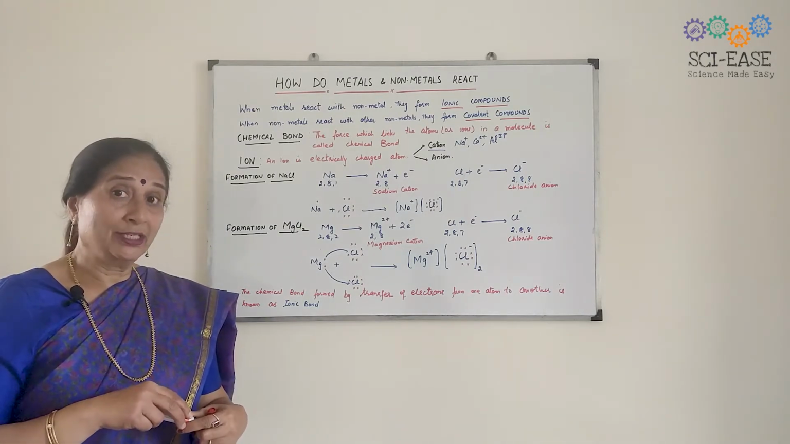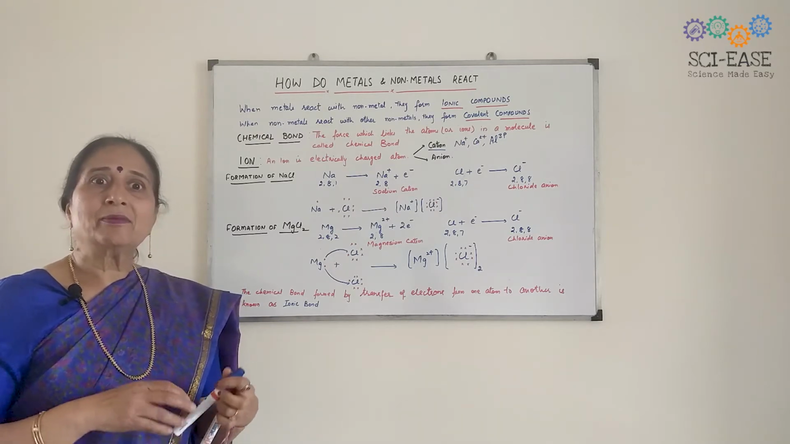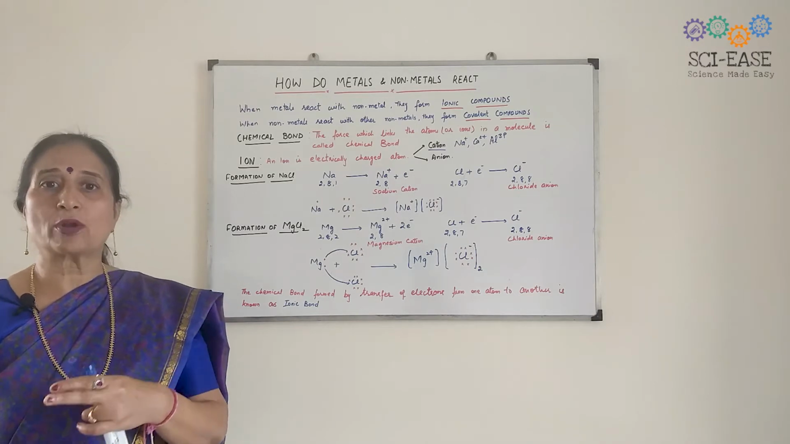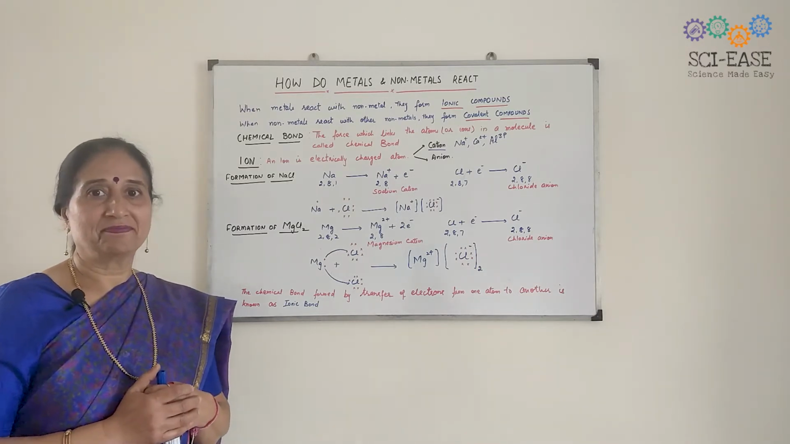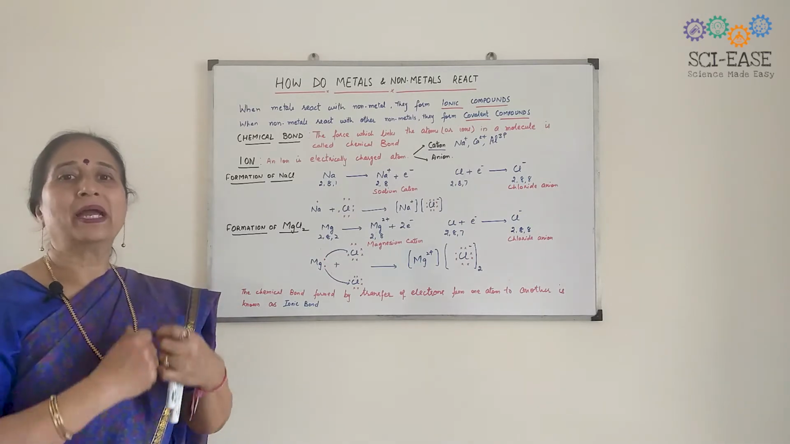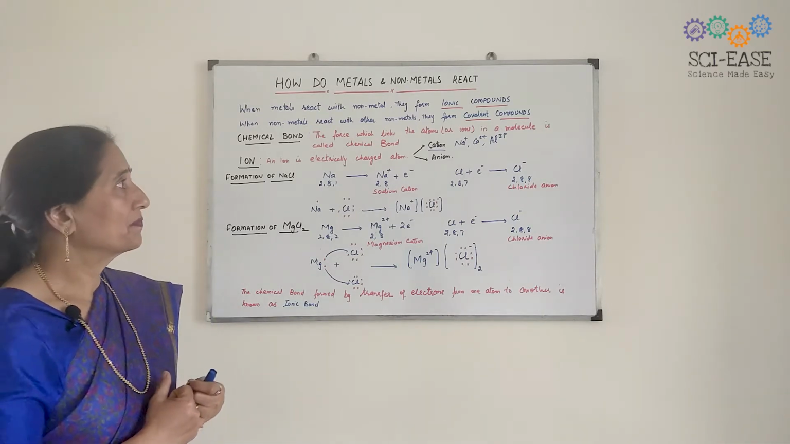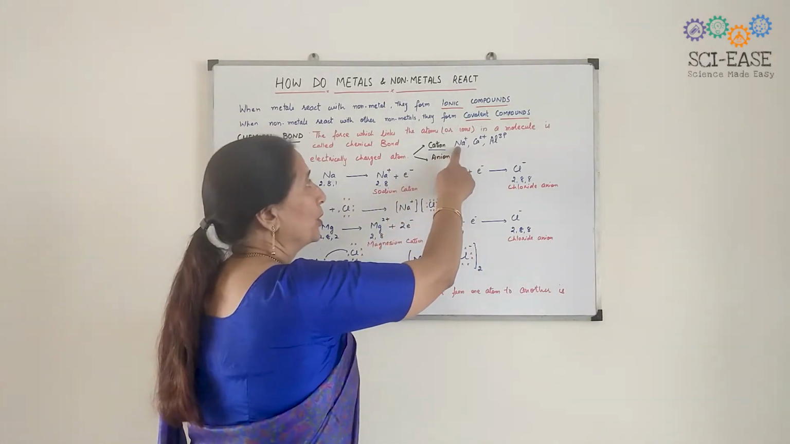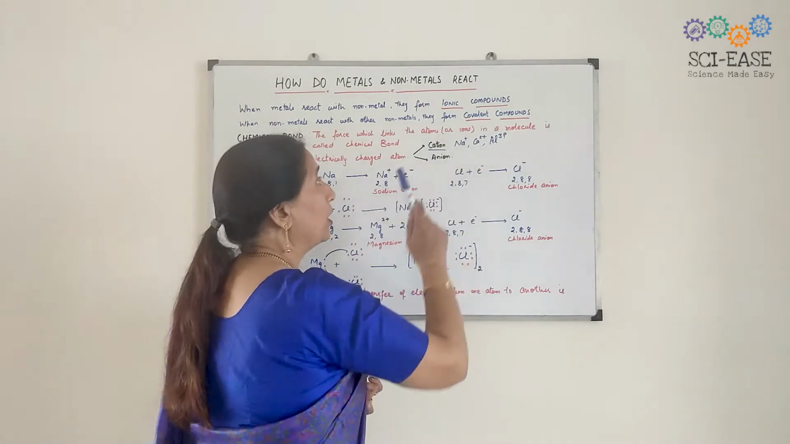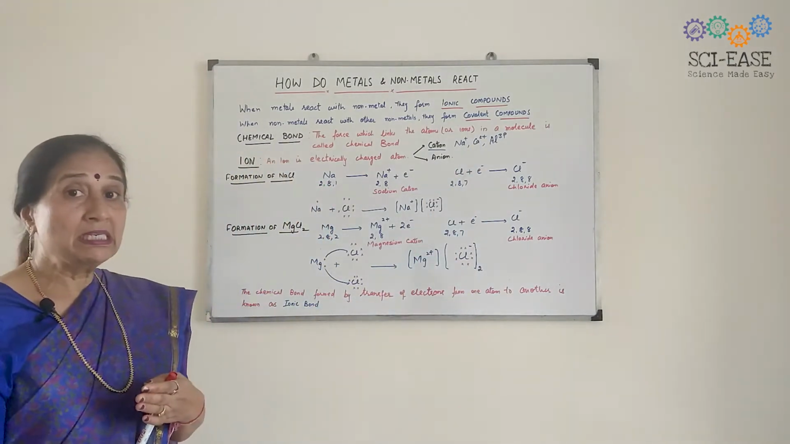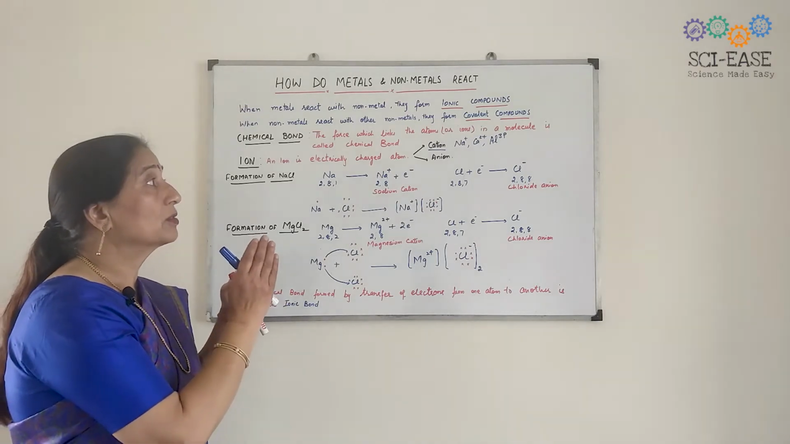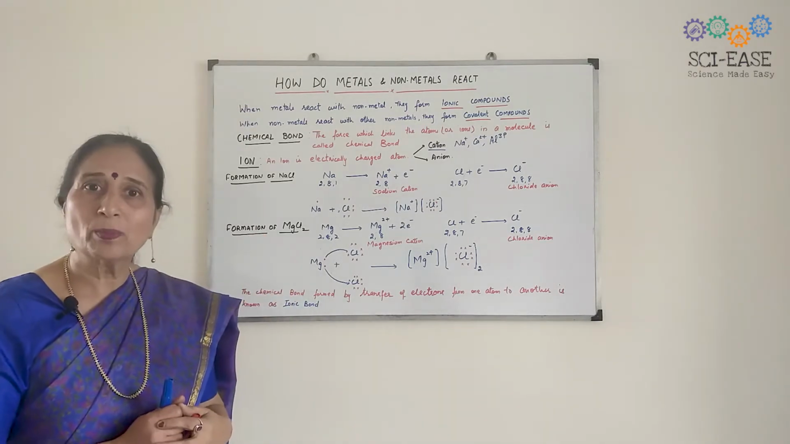This I want to tell you, that every atom has a tendency to acquire the noble gas configuration, either by losing the electrons or by gaining the electrons. Here, sodium, calcium, aluminium, they all will now have their ions with the configuration of neon, the nearest noble gas.